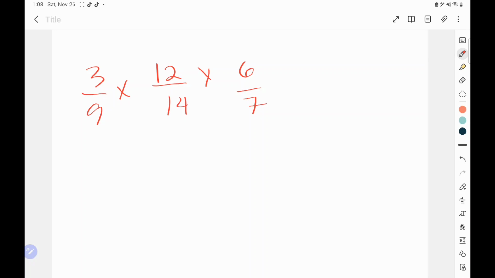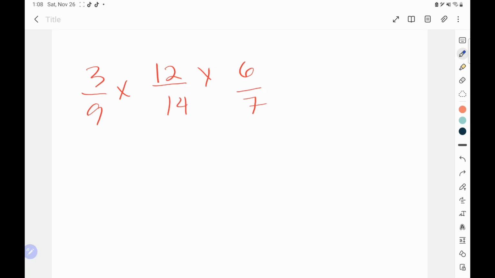For most of you, what you're gonna do here is multiply 3 by 12 by 6, which is something, and then 9 times 14, and then times 17, which is over something, right? That is actually also correct. However, that's going to be a long process, and you still have to simplify that, and you're going to get a bigger number. So what we're gonna do instead is to simplify first before we multiply those numbers.